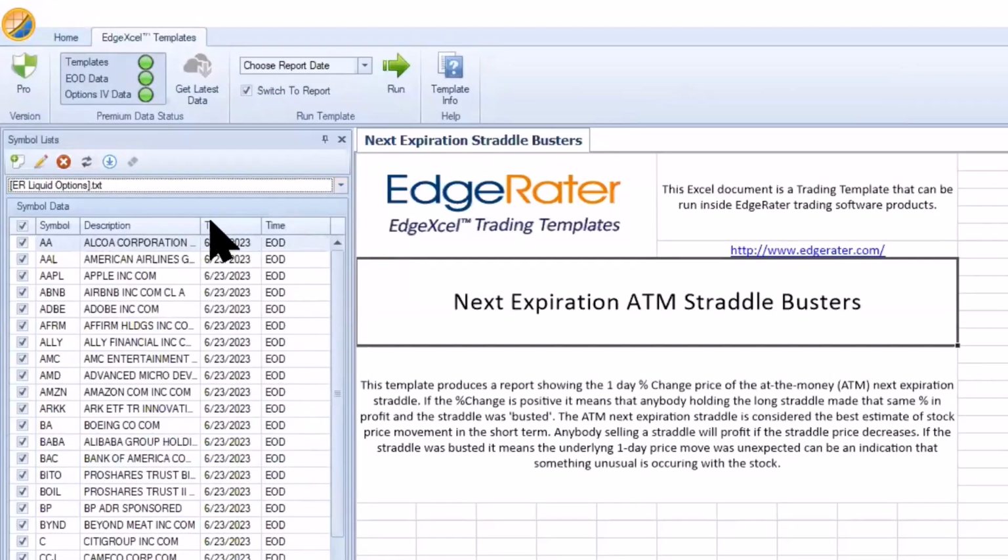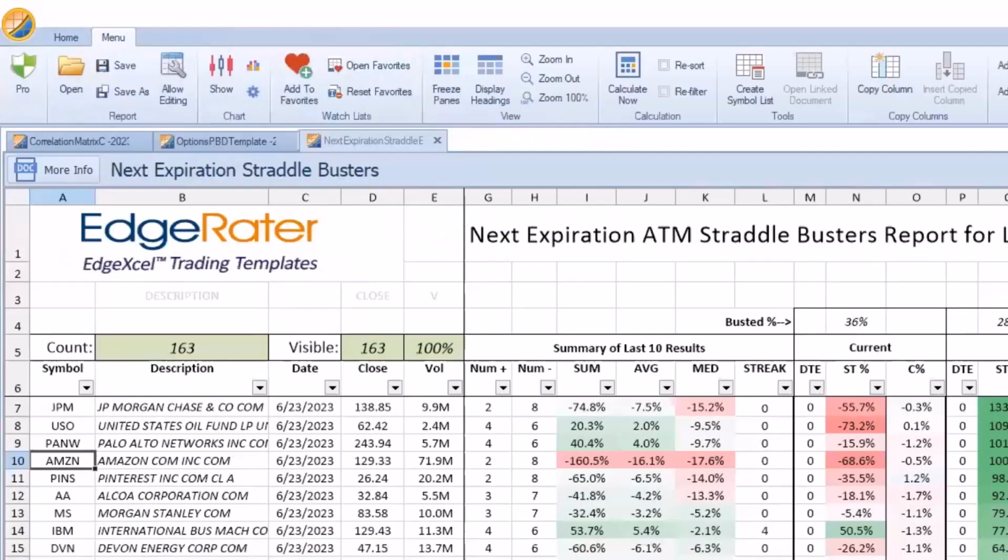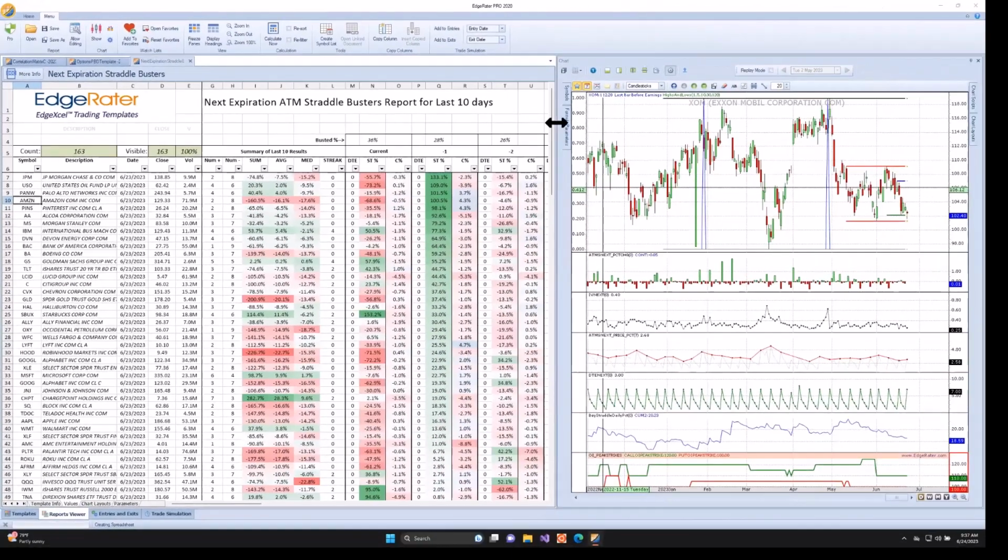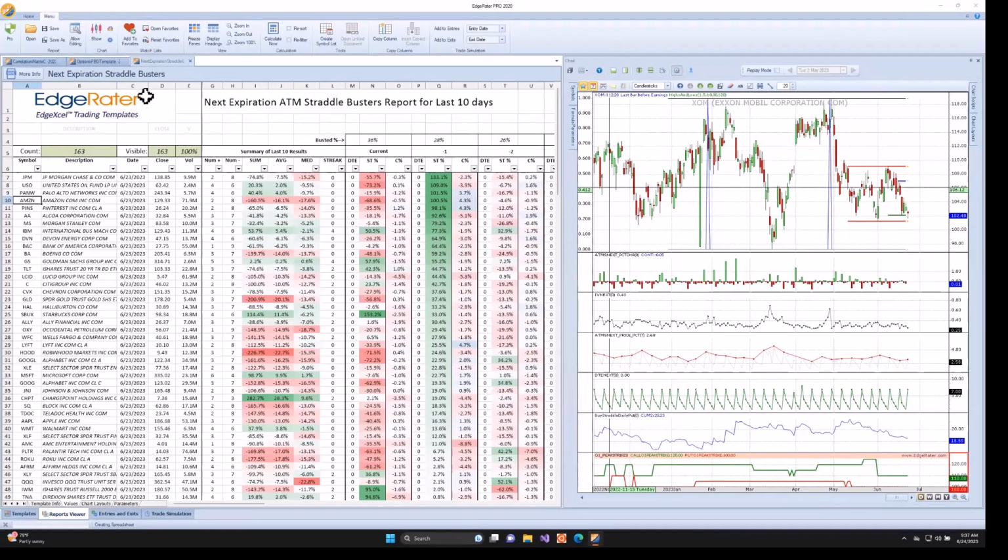That is here. You'll see all the stocks in here, 163 of those. And as you can see, I've got this updated to the 23rd of June, which was Friday. And then you just run that template and it will produce a report like this. Okay, so I'll just explain what we're looking at here. First of all, each row is a separate stock.